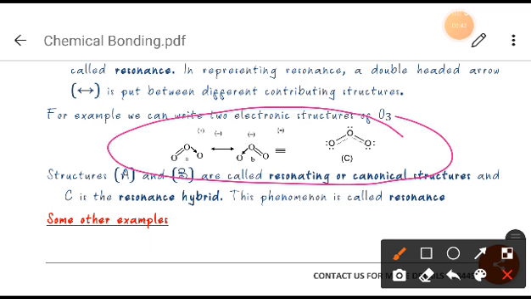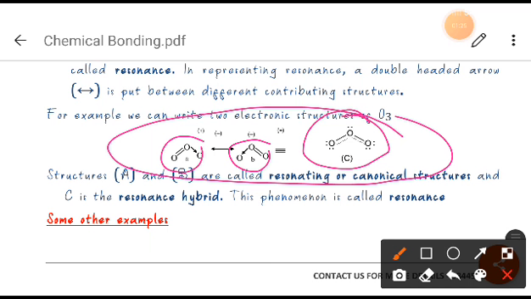Here, if you see closely, the two bonds in the molecule are expected to have different values. But experimental studies show that both the bonds have the same length, which is 128 pm. Moreover, the bond length is intermediate between the single and the double bond, as you can see here.